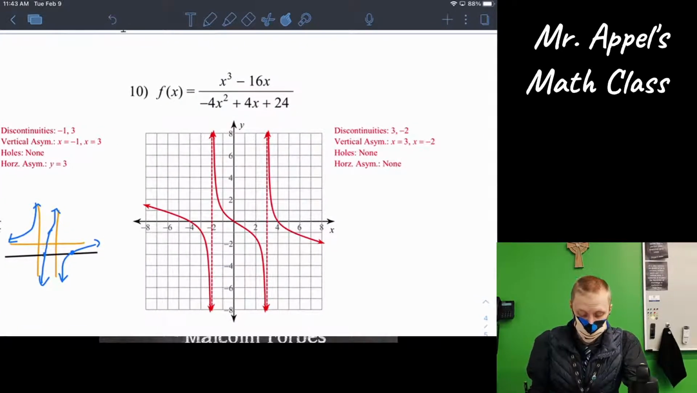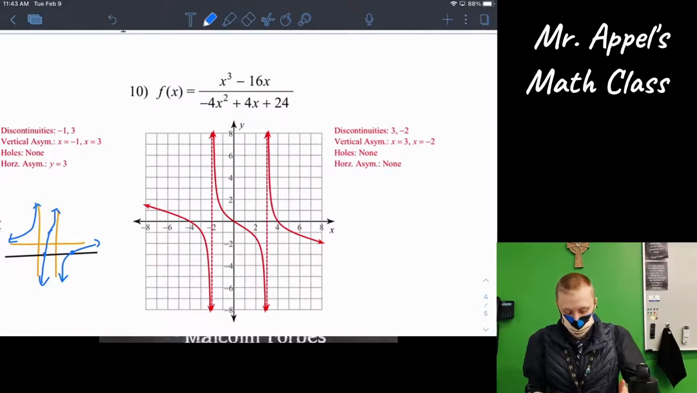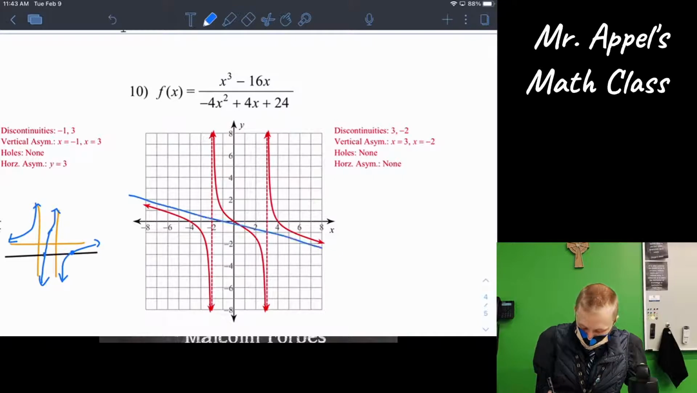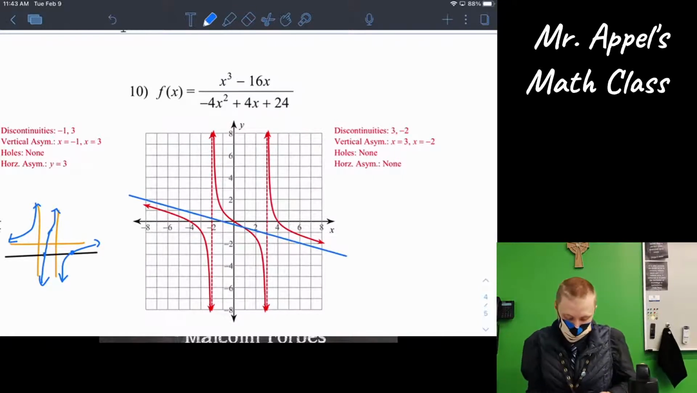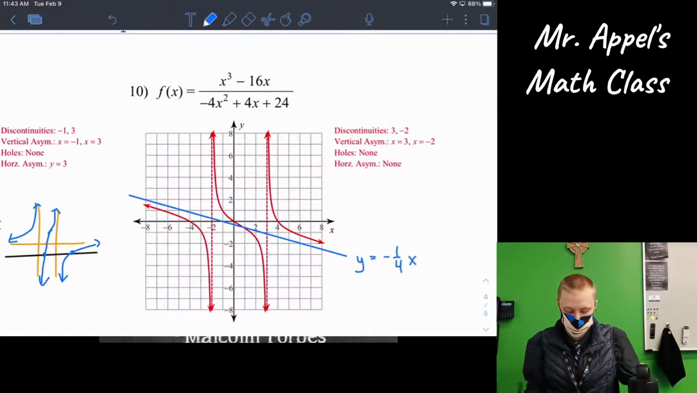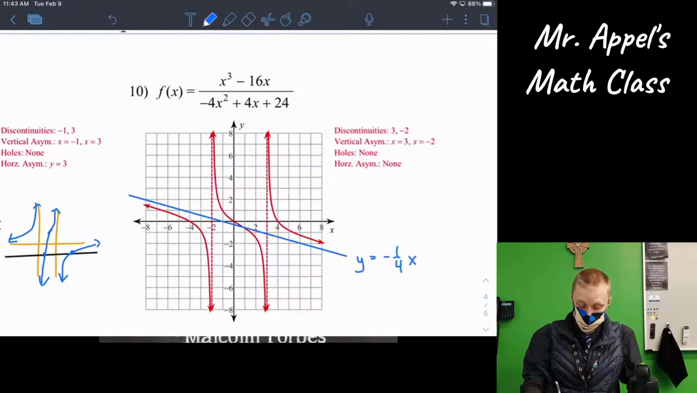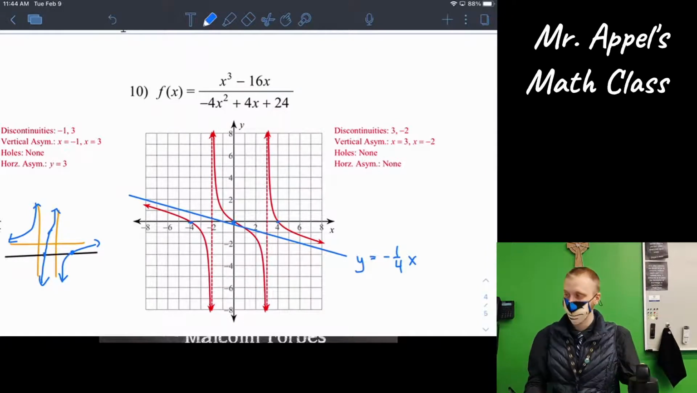Okay. Number 10, looks like we've got a slant asymptote here. It's kind of a little too big to fit within the bounds there, but it's there. y equals negative 1/4 x is our slant asymptote. And once again, we are crossing this guy because I know I need these zeros. And this one too, right?